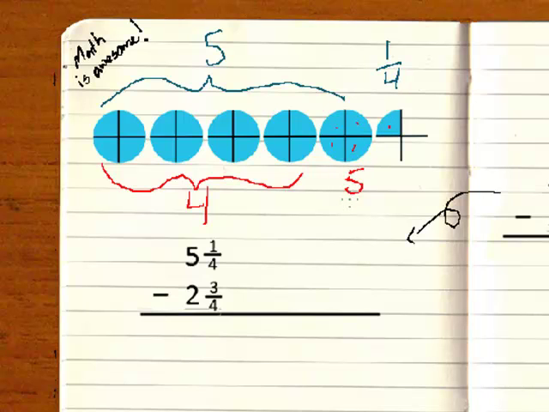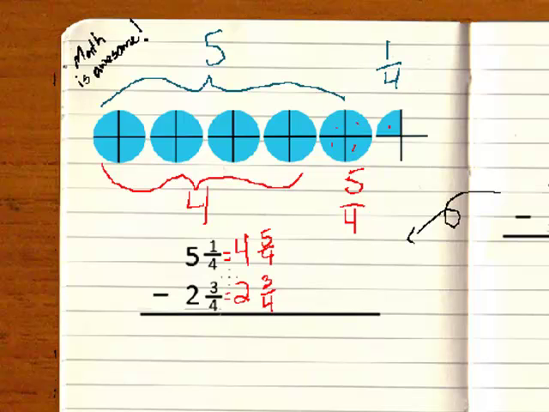So 5 1/4 is actually the same thing as 4 5/4, where 5/4 now is an improper fraction that describes this extra 1 that we have. If we do this, rewriting 5 1/4 as 4 5/4, we have eliminated the problem that we originally had, because now we're going to be subtracting 3/4 from the 5/4, which is possible.